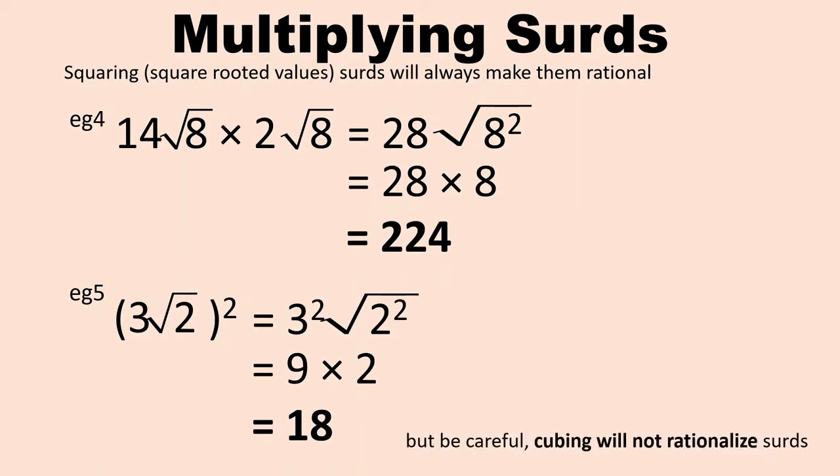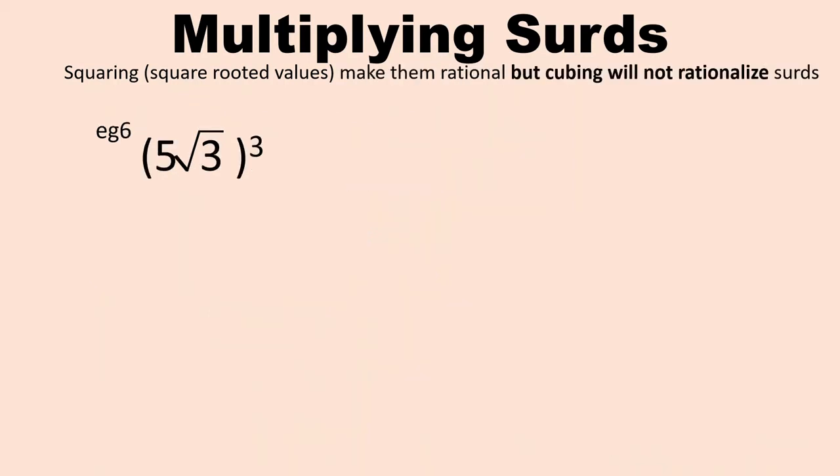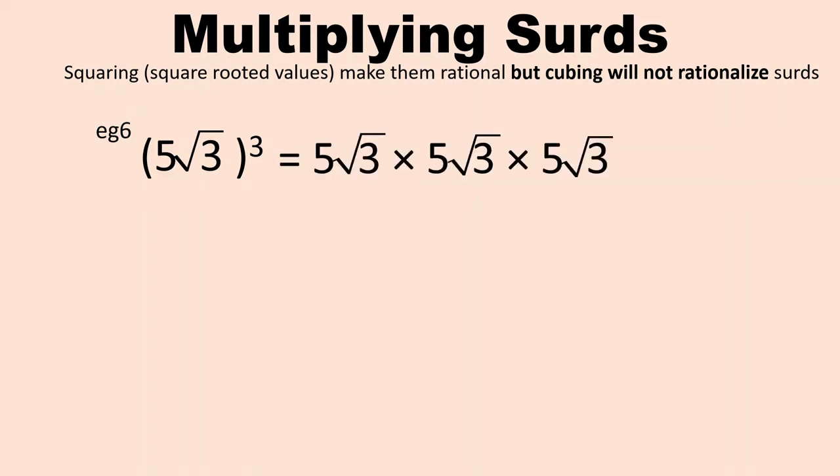Be careful, because although when you square a square-rooted value, it becomes rational, when you cube a square-rooted value, it does not rationalize that value. For example, 5 root 3 to the power of 3. It's generally easiest when you've got a power to simply rewrite what's being squared or cubed out. So I'm going to write that as 5 root 3 times 5 root 3 times 5 root 3.